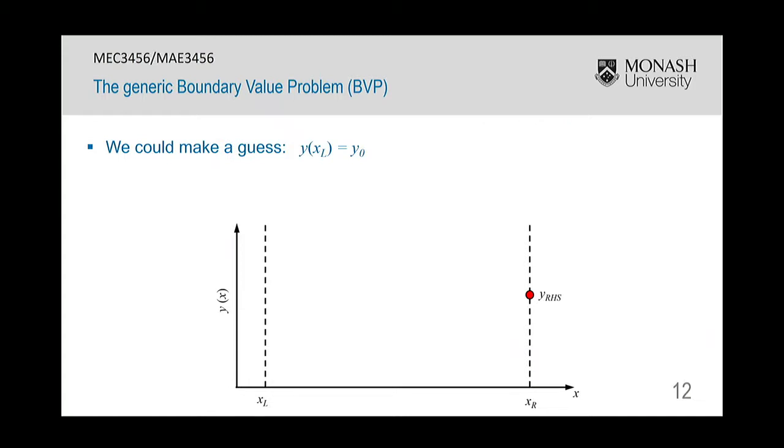The first thing you might try is to say, well, let's make a guess. Let's choose y of xl is actually equal to y naught. So we choose a value down there, we solve the ODE, we get to the right hand side, and the value we predict at the right hand side is given by this red dot here, and we're going to call that yr for right hand side as a function of y naught. So if we put in y naught into our ODE and integrate, we get yr of y naught.